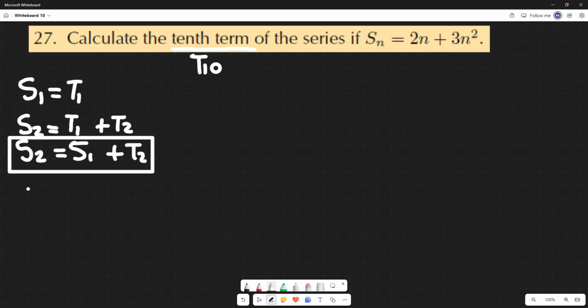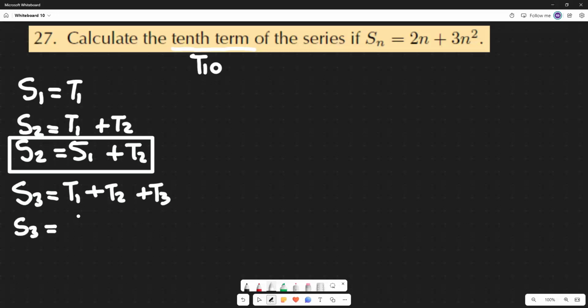And then let's do S3. S3 is basically term 1 plus term 2 plus term 3. Right. Perfect. But term 1 and term 2 is S2. So S3 is basically S2 plus term what? Plus term 3, because this 2 gives you S2 there.